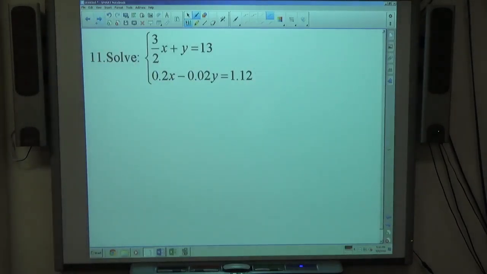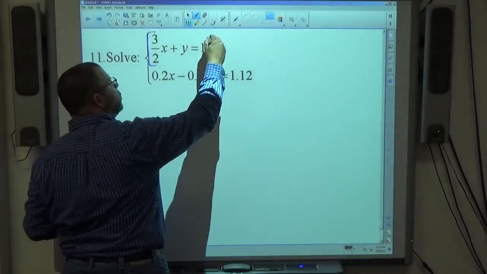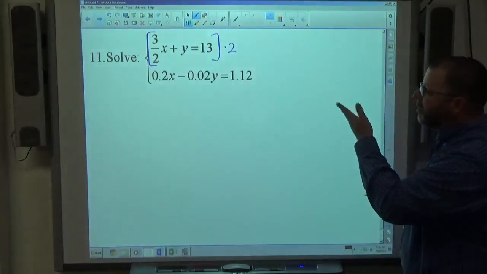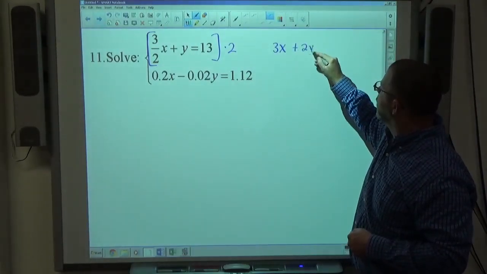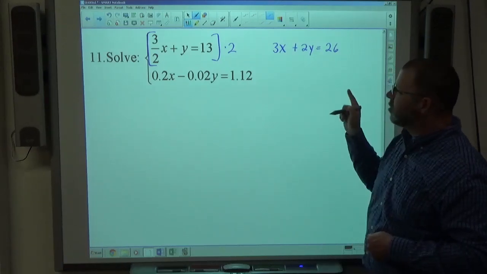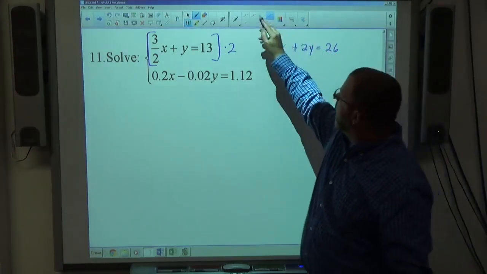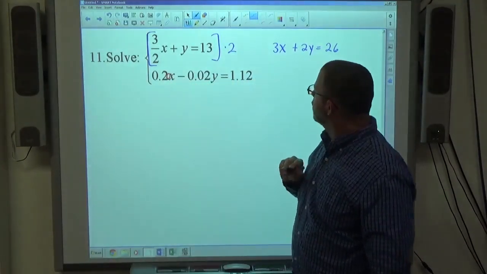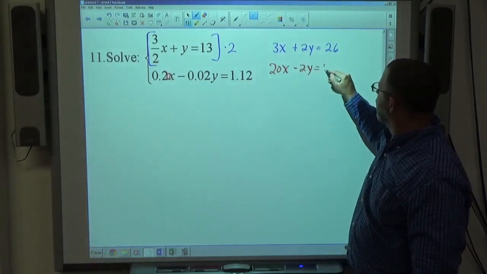Number 11, we got a fraction equation, a decimal equation. I'm going to take the top equation and multiply by 2 in order to get rid of the fraction. 3/2 times 2 is going to be 3, so I get 3x. 2 times y is 2y, and 2 times 13 is 26. Make sure all three numbers get multiplied by 2. On the bottom, we have 2 decimal places, 2 decimal places, and if I put a 0 there, 2 decimal places. That gets me 20x minus 2y is equal to 112.